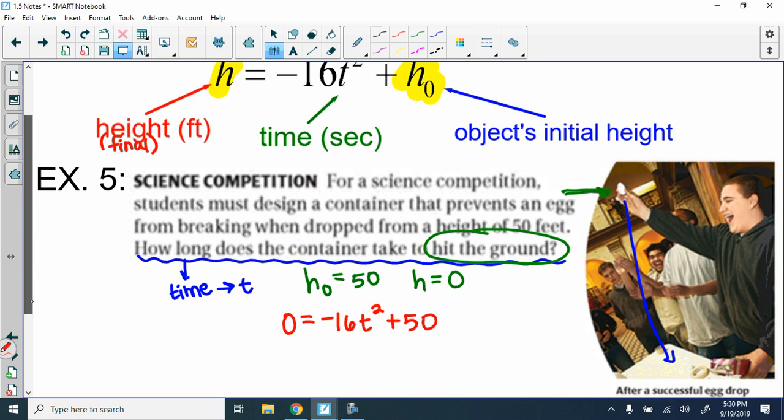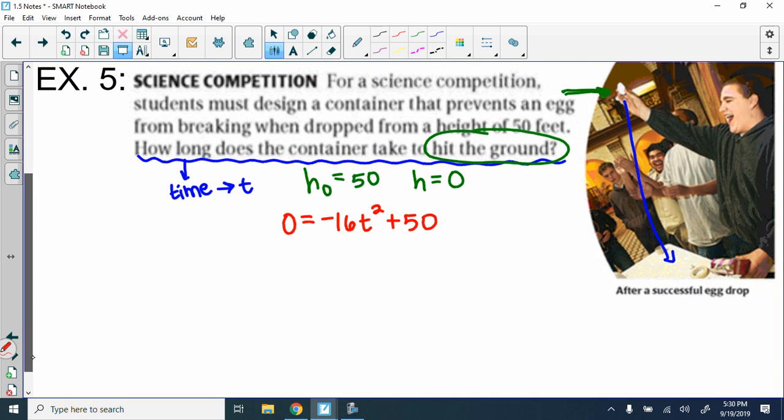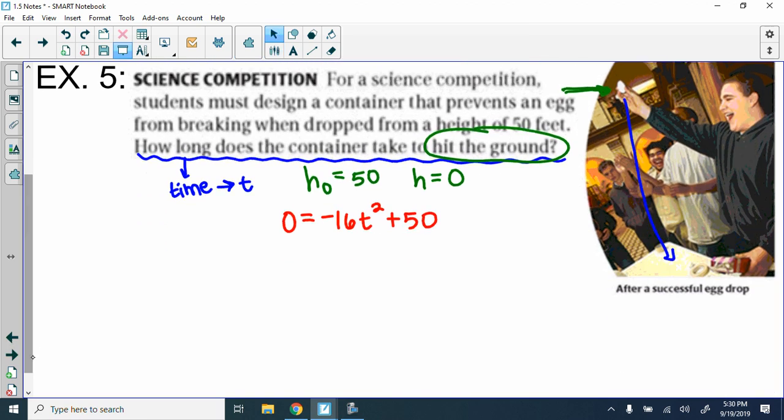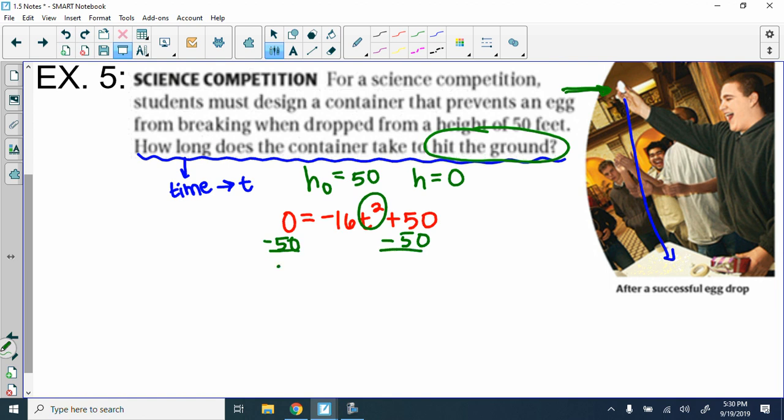So that's just like a couple examples ago where we solved that equation. We're trying to solve for time. So notice again, there's no b term. There's just something squared. So we're going to subtract 50. So negative 50 equals negative 16t squared. Again, we want to get t squared alone. So hopefully you're seeing that we're going to divide by negative 16.